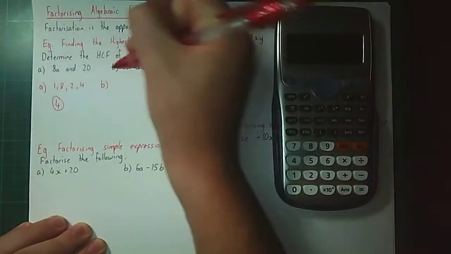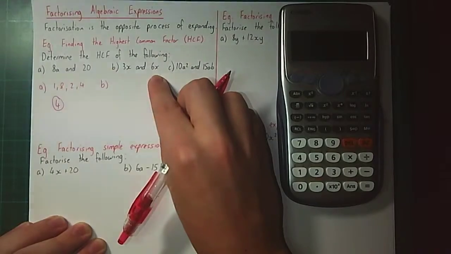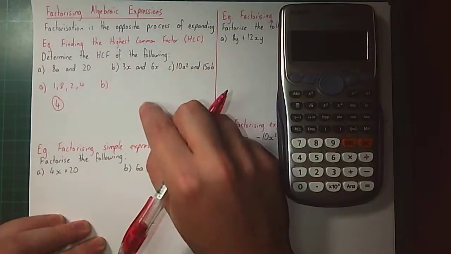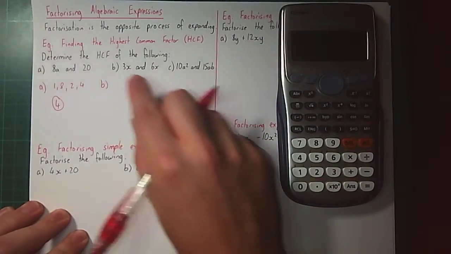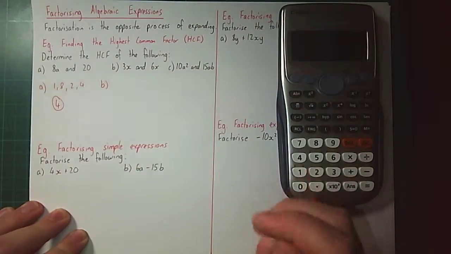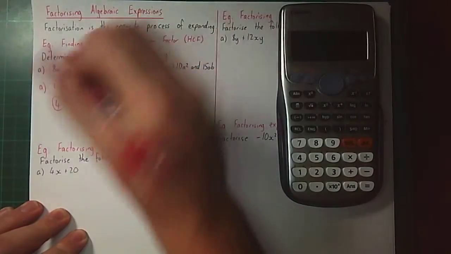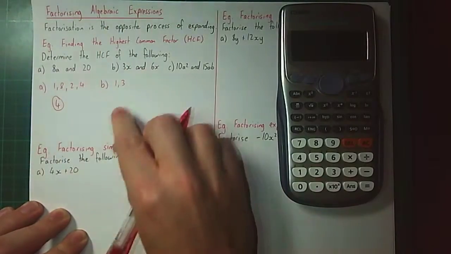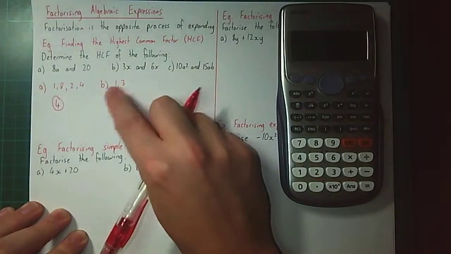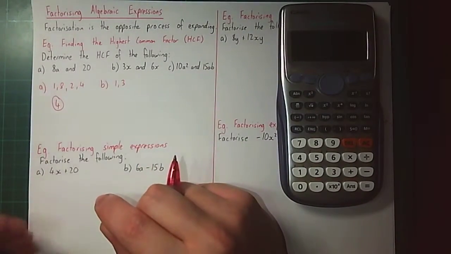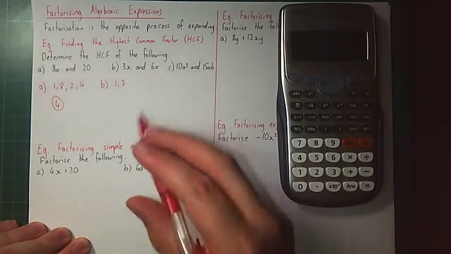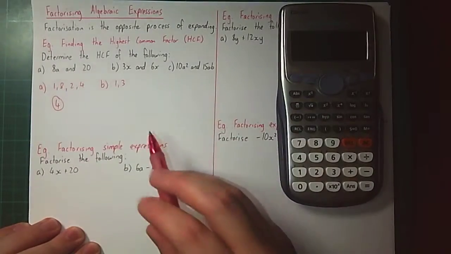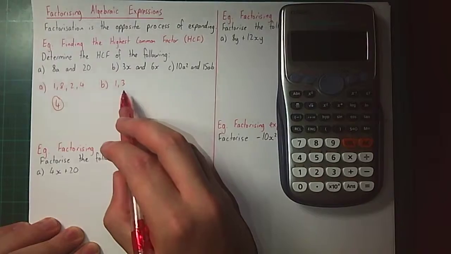Now for B, you'll notice we've got 3x and 6x. So if we look a bit closer, there's an x and there's an x. So x is a common factor already, but we need to know what the highest common factor of 3 and 6 is. So we'll list the factors for 3 just like we did for 8. We've got 1 and 3, and that's it, because 3 is a prime number. Those are the only two factors. All prime numbers only have two factors, 1 and itself. Well, technically there are the negative versions too, but in this case we're just going to deal with the positives. So we've got 1 and 3.